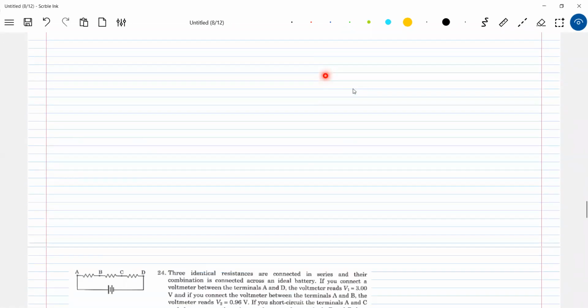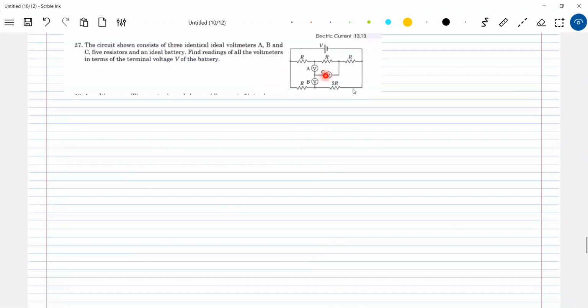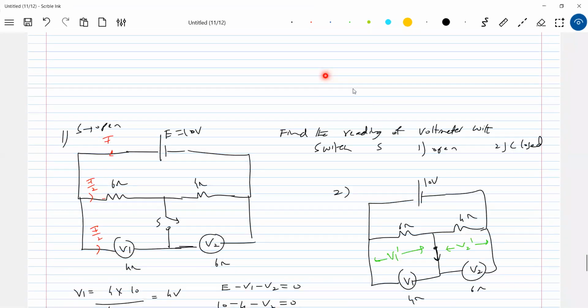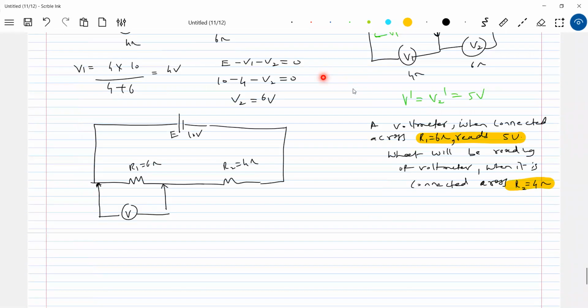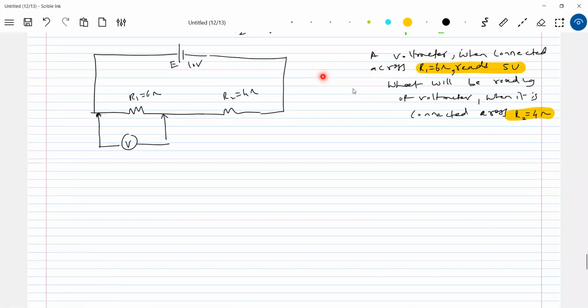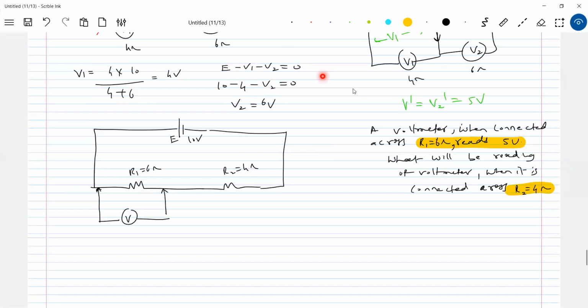Whenever you bring a voltmeter, the effective resistance across those points will decrease. We are here, no? Come to this. So what do you expect? It is telling that it is reading 5 volt. What is the data given? It says it is 5 volt. But actually, how much should it read? If it were ideal, how much should it have read? It should have read 6 volt, no?